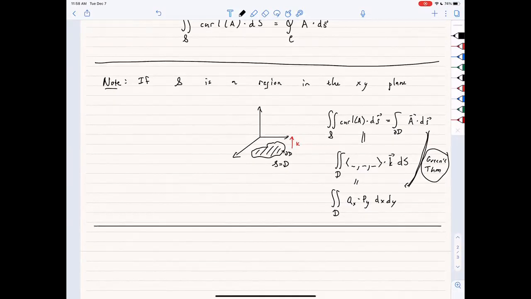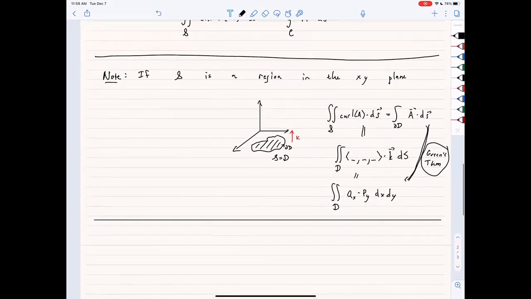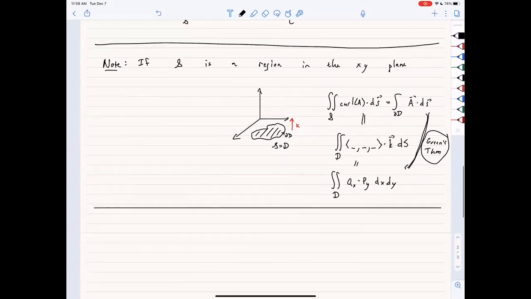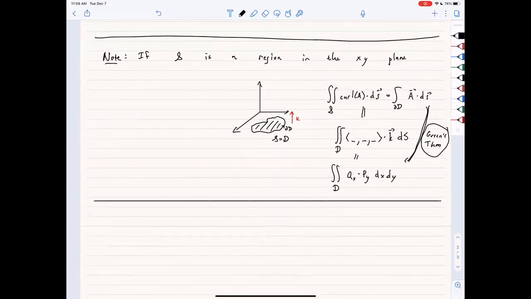All right, let's do a problem. Again, I'll give myself something relatively simple to work with. Let's see if we can understand it. So let's do a problem. Let K again be the unit, we're going to say the constant vector field.